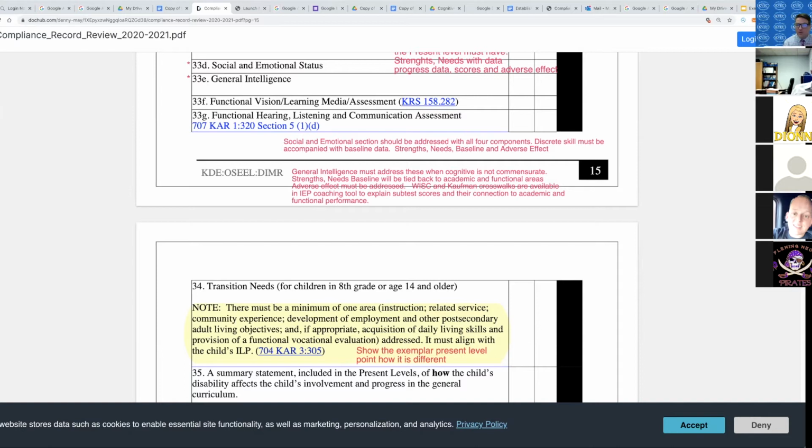And then we're looking under general intelligence. We're looking at the relative of those scores. We're breaking those scores down. We're looking at the impact that's making on academic functional performance, and we're citing back to the baseline in academic performance, social emotional.